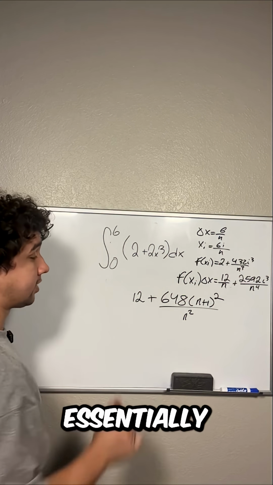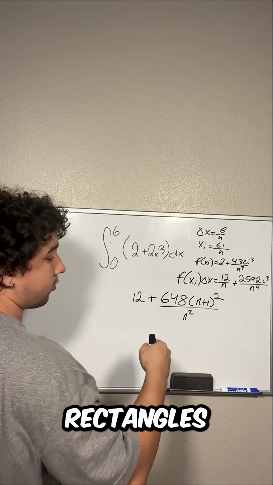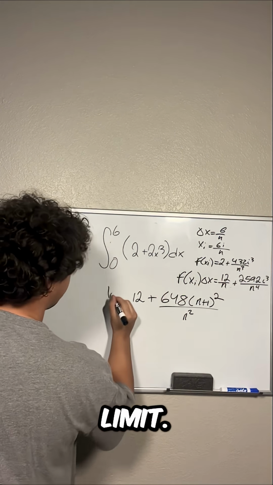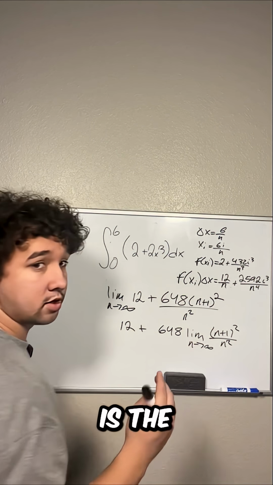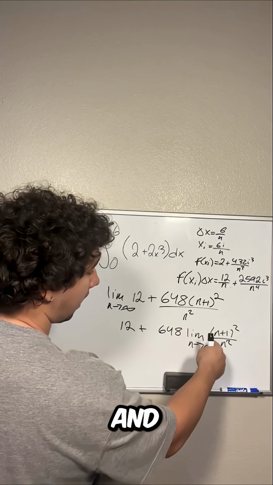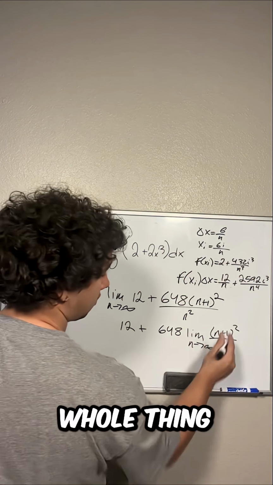From here I get this, which is essentially the formula for all the area of the rectangles depending on the number of rectangles that I want, but in this case I want infinite, so what I'm gonna do is I'm gonna take the limit. Okay, so in this case all I have to do is take the limit of this because this is the only thing with n actually in it, but notice that the coefficient of the top and the bottom is gonna be 1 and the degrees are the same, so in other words this whole thing is just equal to 1.